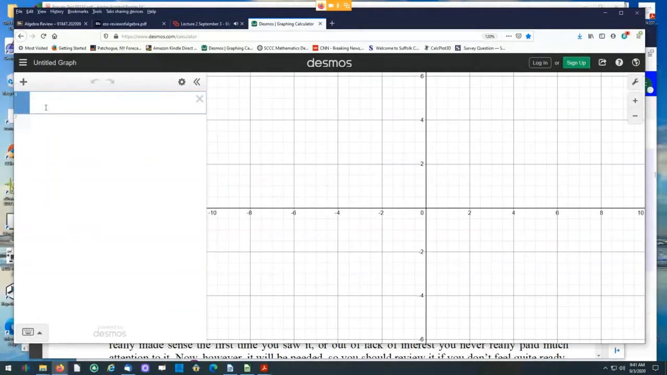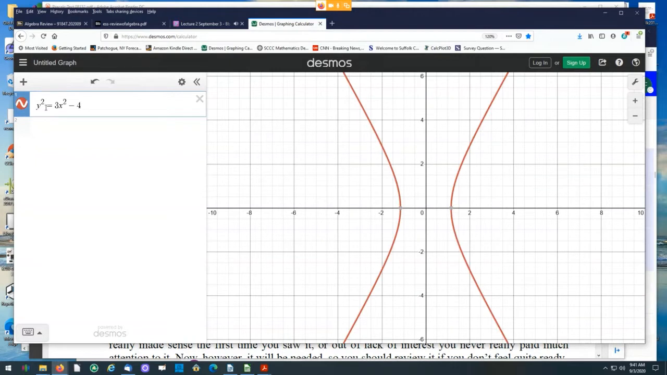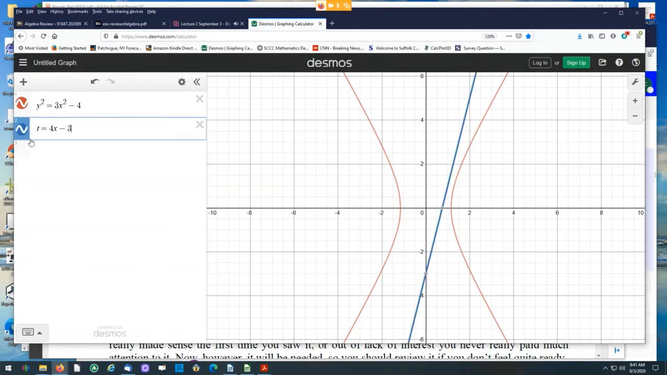Let's put in some relations over here. Here's another one we could put. We could say y squared is equal to 3x squared minus 4. So there it is. That's a relation. And it looks like that. Let's try another one. You have another relation with the x and y values. So you could have y equal to 4x minus 3. There's another. Oh, not t. I want it to be y. Excuse me. Hitting the wrong thing. Got close, but missed it. There's another relation in blue.